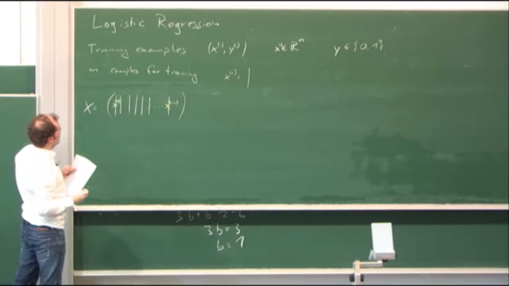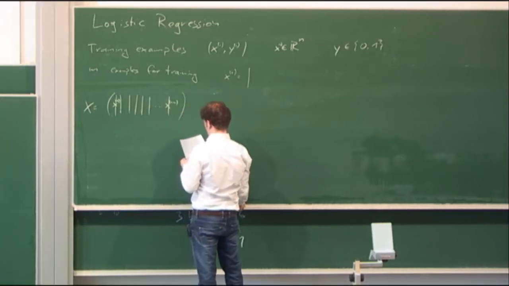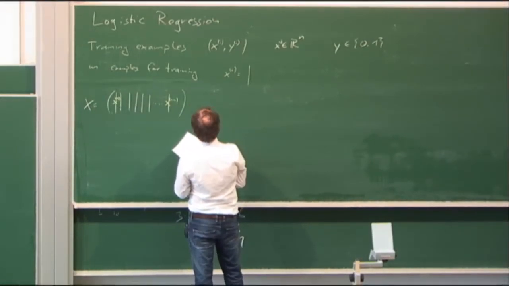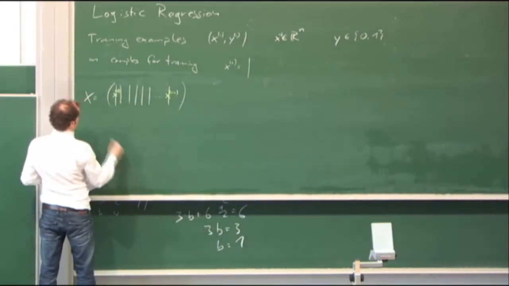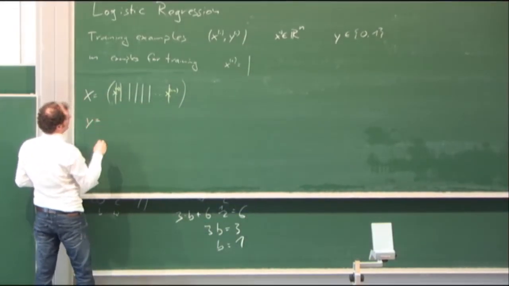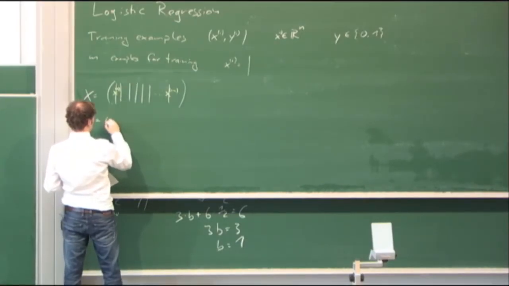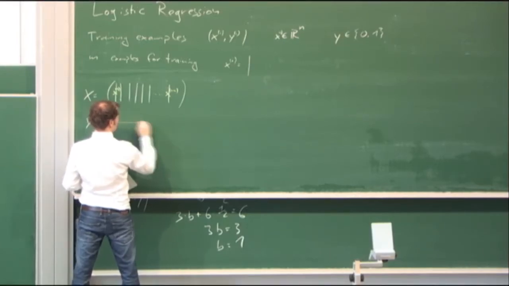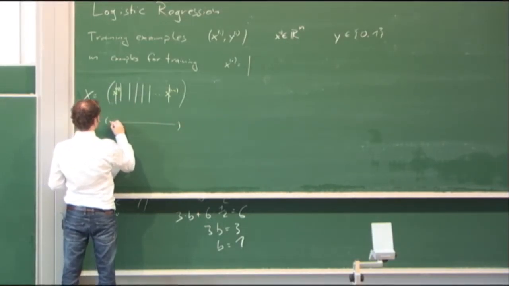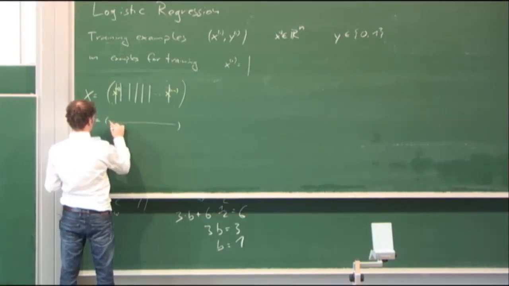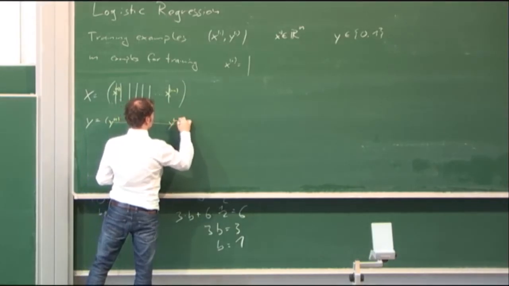And then our y's, we will just put them into a row vector. So these are the x's, and the y's from our training data, we will put them into a vector like this. So it will be just a row vector with y1 here until ym here.